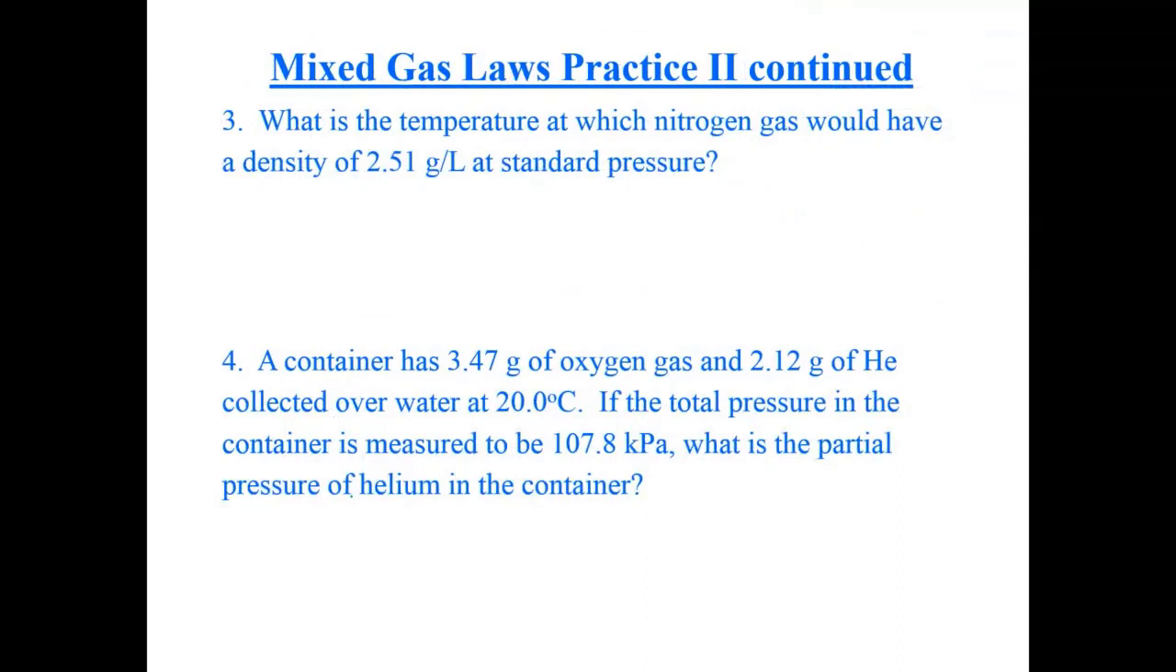Number 3 says, what is the temperature at which nitrogen gas would have a density of 2.51 grams per liter at standard pressure? What type of gas law would I use for this? I think you could use the ideal gas law. Yes, you would use the ideal gas law. Now, there are actually a couple of different ways to do this if you use the ideal gas law. So PV is equal to nRT.